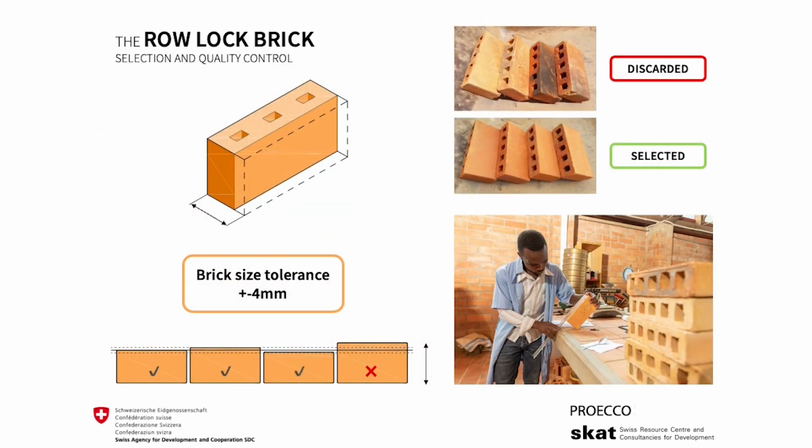Both during the quality control process as well as when they are delivered on site, the bricks undergo a selection process where the sizes are controlled against the given tolerances, and underfired, overfired, as well as damaged bricks are discarded and set aside for different uses.